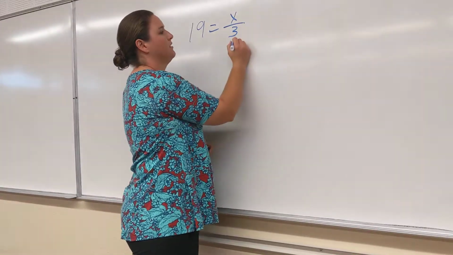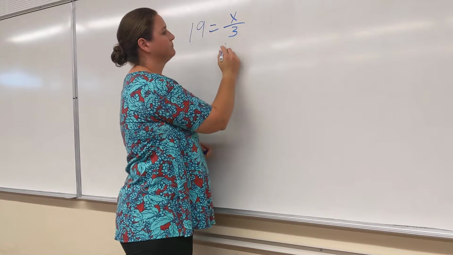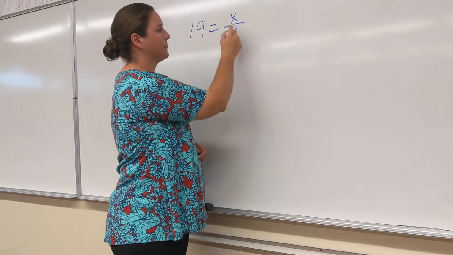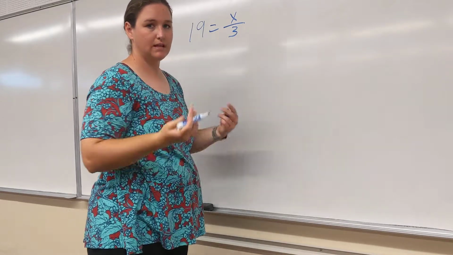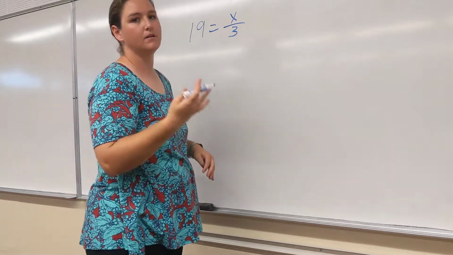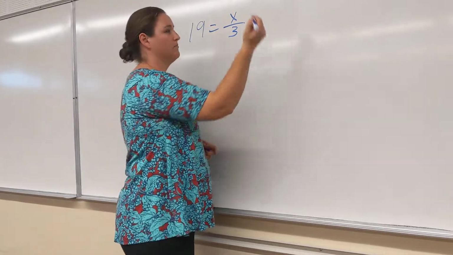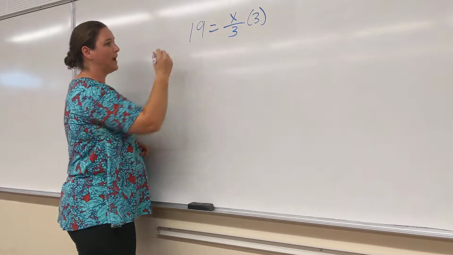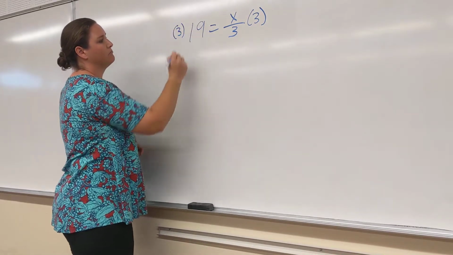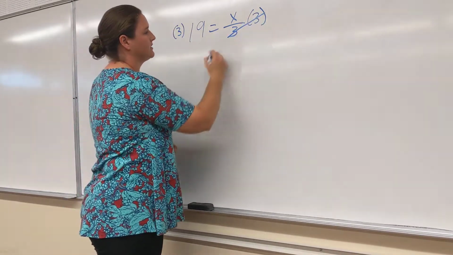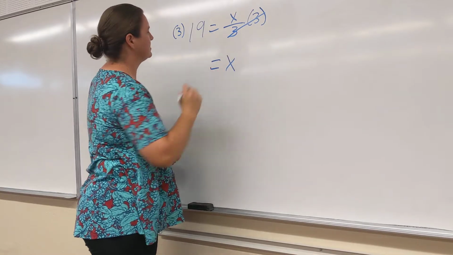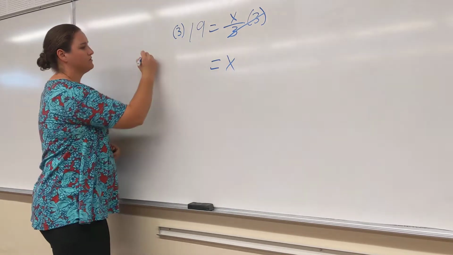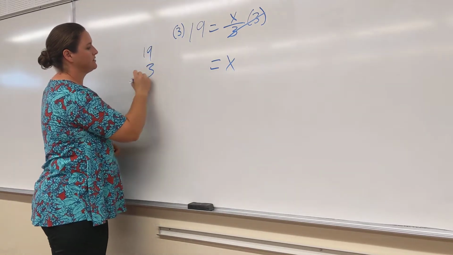Okay. Same thing as last time. What do we do for an inverse of this division? What's the inverse? What is the opposite of division? Multiplication. Right. So we multiply both sides by 3. These cancel out, giving us just the x. 19 times 3. If you don't know it in your head, let's work it out.